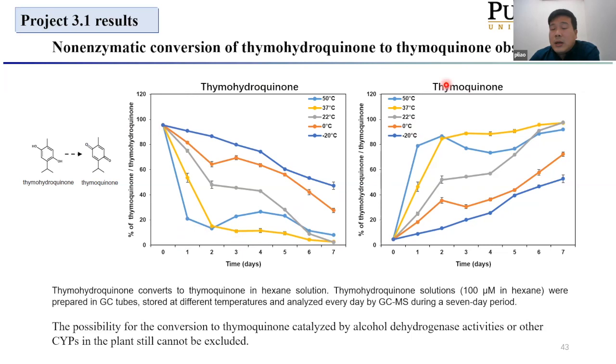However, the thymoquinone is increasing, you see? Each day we analyze these samples. These are analyzed by Ben in France. So you can see here, this indicates that a non-enzymatic conversion is happening. However, the possibility of the conversion of thymohydroquinone being catalyzed by alcohol dehydrogenase activity or other CYPs in the plant still cannot be excluded.